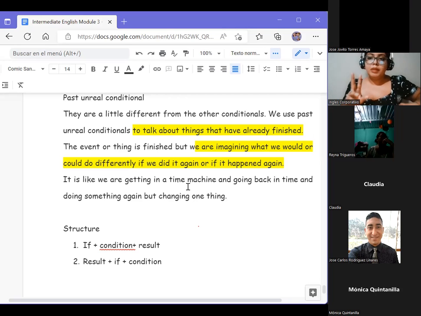Así que, como tenemos siempre dos partes, ¿verdad? La primera, que es la condición, va a ir en pasado perfecto, ¿verdad? Va a ir en esa estructura del pasado perfecto. Y para el resultado, vamos a utilizar el would have con el pasado participio o vamos a utilizar el could have con el pasado participio siempre o vamos a utilizar el might, may have y el pasado participio.